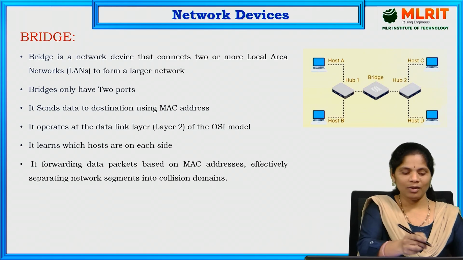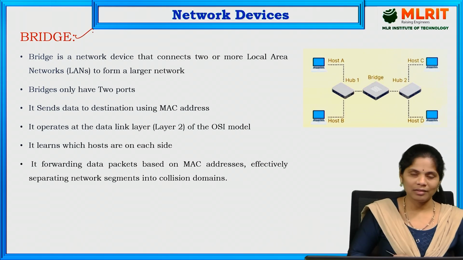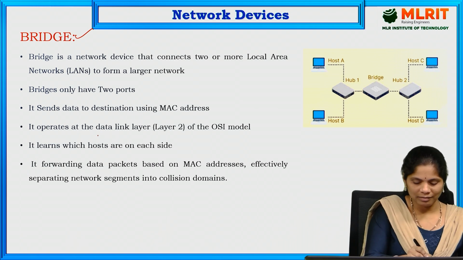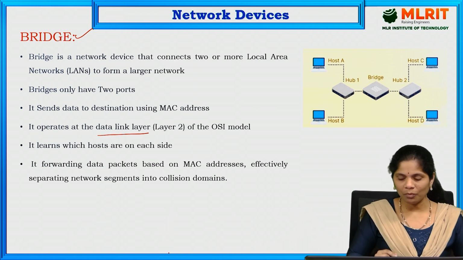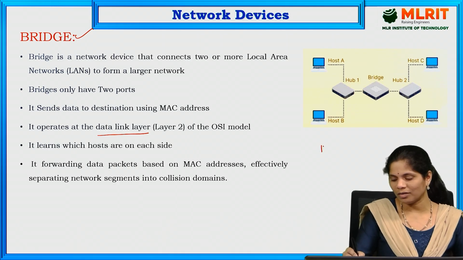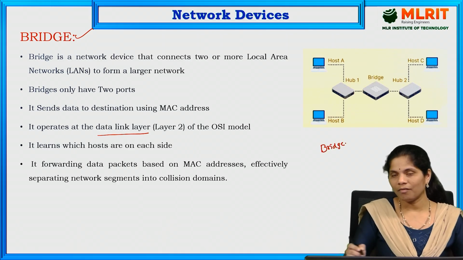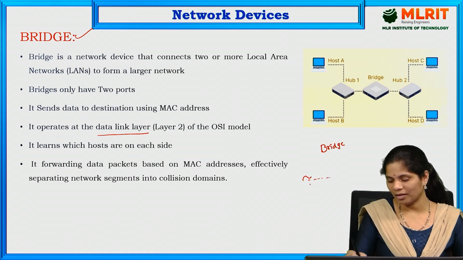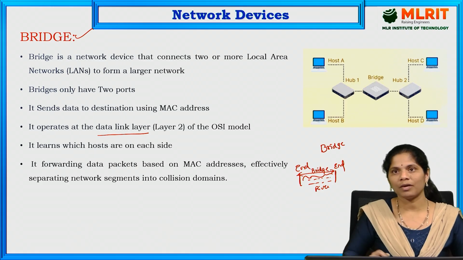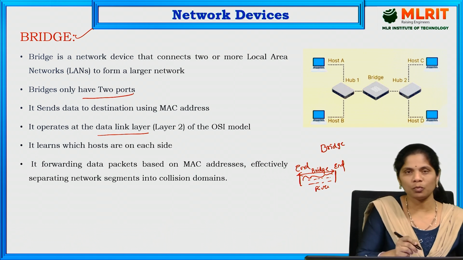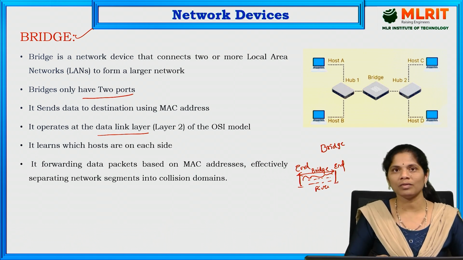The next device is the bridge. Which layer is the bridge used in? It is used in the data link layer, which is layer 2 in the OSI reference model. In real life, where do we use a bridge? Suppose this is a river, and this is one end and this is the other end. For connecting these two ends across the river, we use a bridge. Here also, the bridge has two ports, for connecting this end and this end.